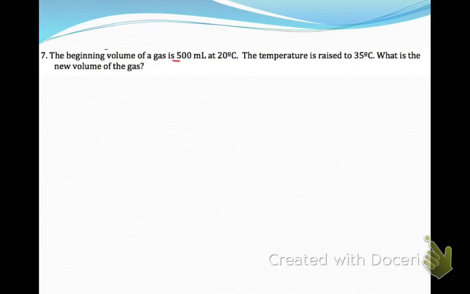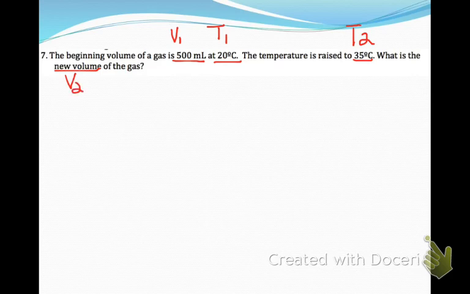So I know that we have 500 milliliters at 20 degrees Celsius. Milliliters is a unit for volume, so I'm going to make that V1. It's at 20 degrees Celsius, and that's temperature, so that's going to be T1. Then the conditions change. The temperature is raised to 35 degrees Celsius, so this is my T2. What is the new volume? Volume is V, so that's going to be the new volume of the gas.